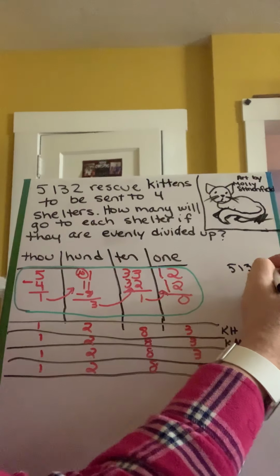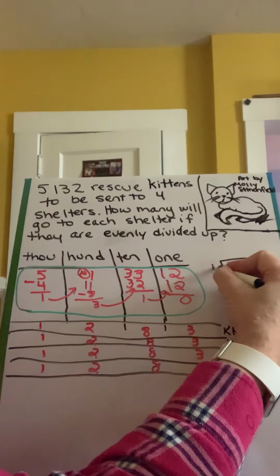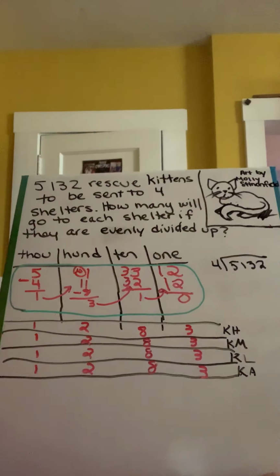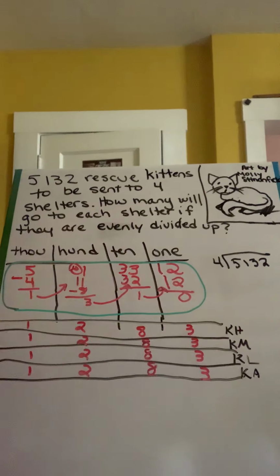5,132 divided by 4. A little closer in so you can see. All right.